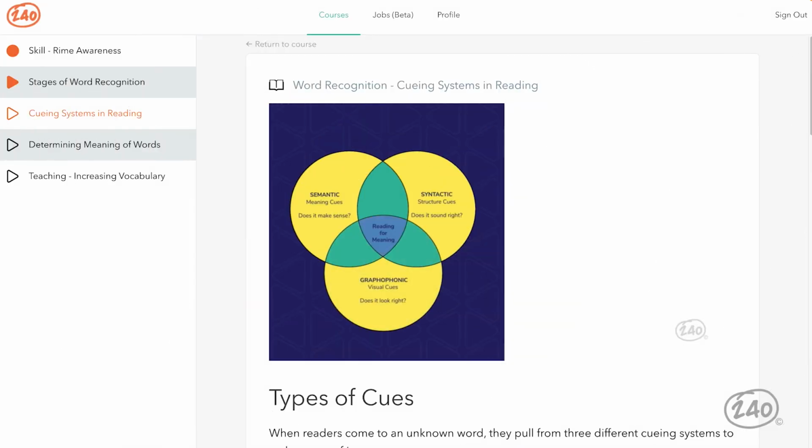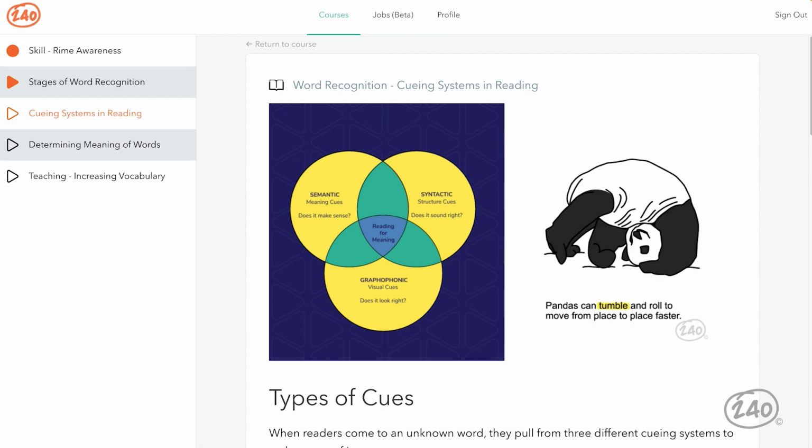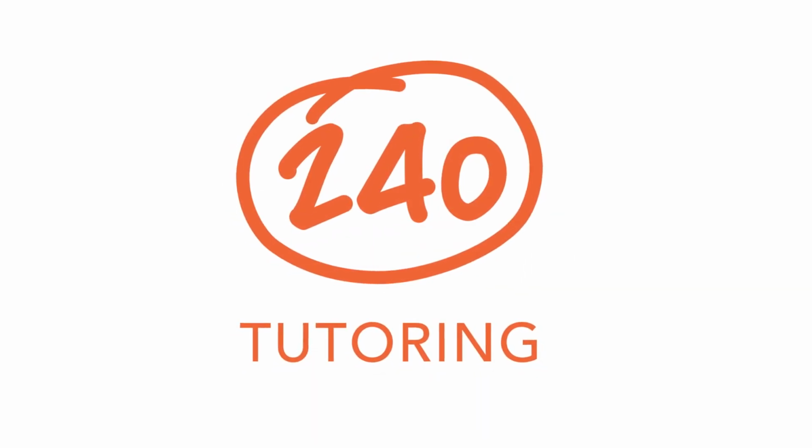And the graphophonic cueing system draws on visual cues. This is when the prompt, "Does that look right?" can be used. Let's say the reader reads this example as, "Pandas can somersault and roll to move from place to place faster." They can be prompted to use their knowledge of letter-sound correspondence to determine that somersault is not what is printed on the page, and ideally self-correct to, "Pandas can tumble and roll to move from place to place faster."